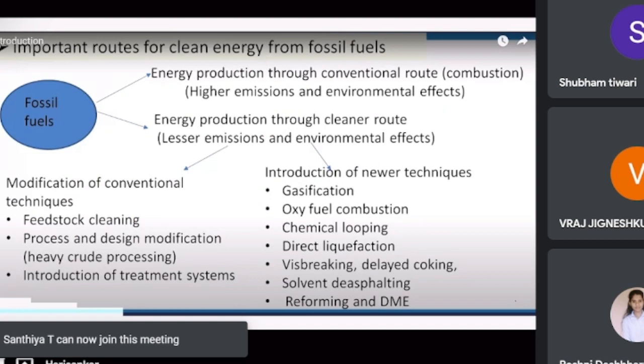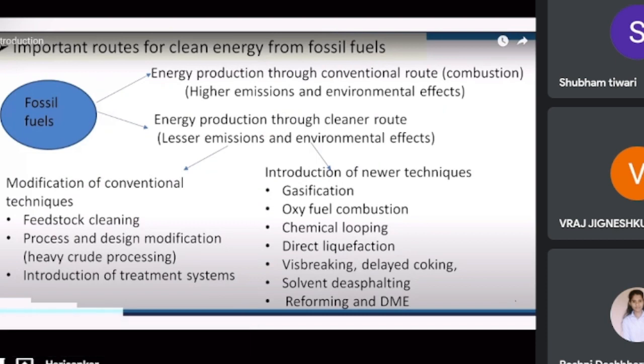Okay, let's move on. So, there are a few methods by which we can extract or harvest energy from fossil fuels. So, there is the combustion route, which is also known as the conventional route, and this is one of the most followed methods, I would say, and this usually has higher emissions as well as very negative environmental impacts like pollution and greenhouse gases and so on.